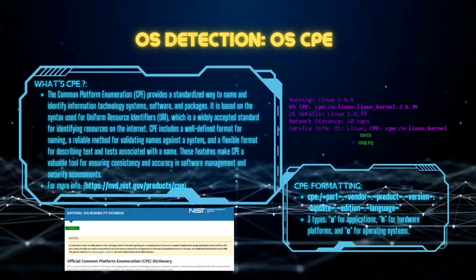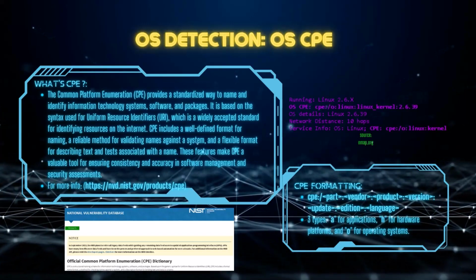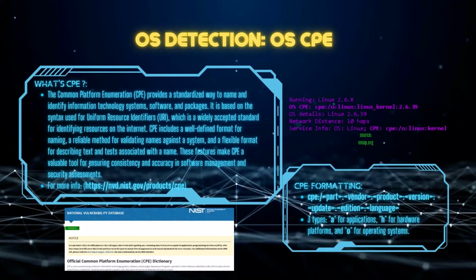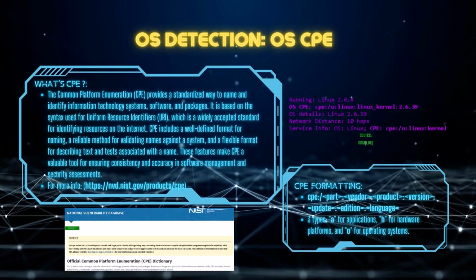In addition to the operating system, there may also be a CPE representation of hardware types, which begins with the prefix CPE:/H. This can help to identify the specific types of hardware that is running the operating system.